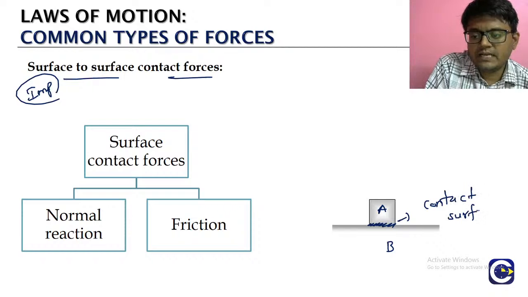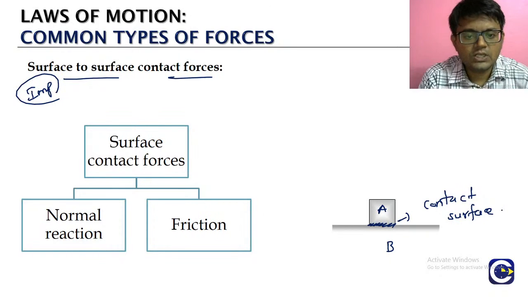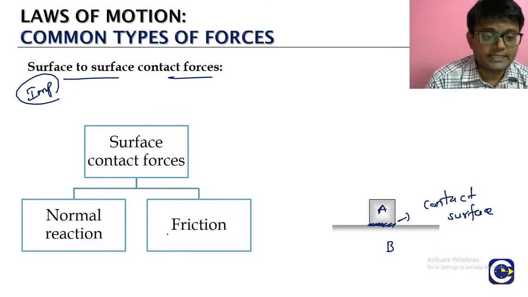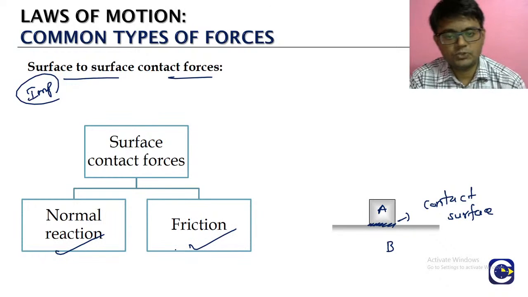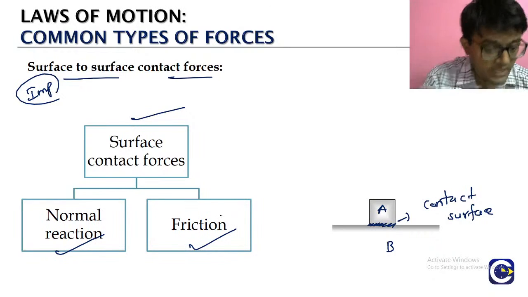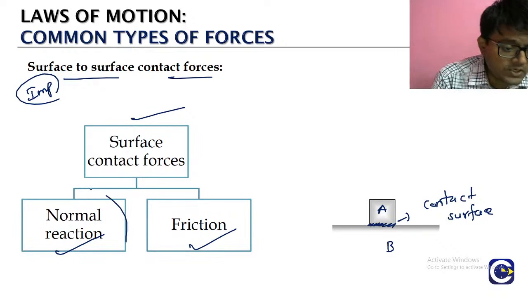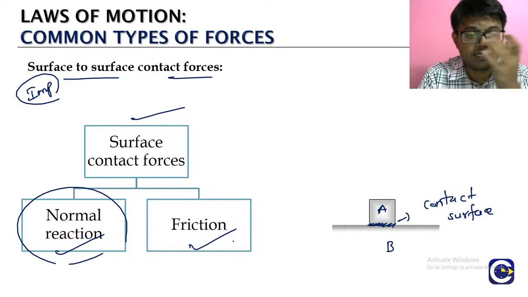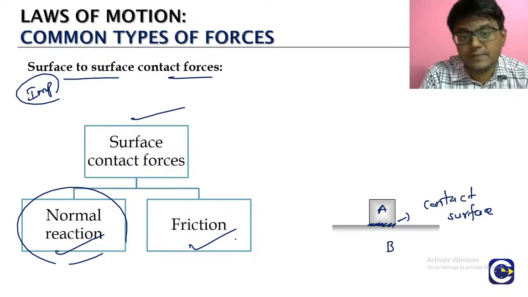Okay, so whenever there is a contact between two objects at the contact surface, there will be two types of forces that will exist due to the contact. One is the normal reaction and the other is the friction. First we look at the normal reaction here, and we will separately discuss the friction in detail, because that is a little bit more elaborate study. But first understand what is the difference between the two.